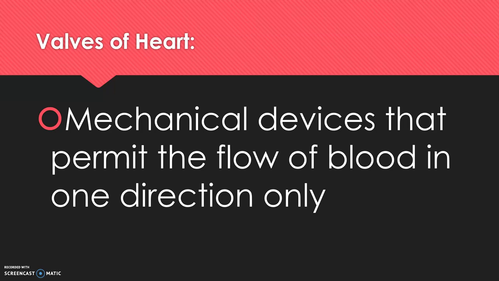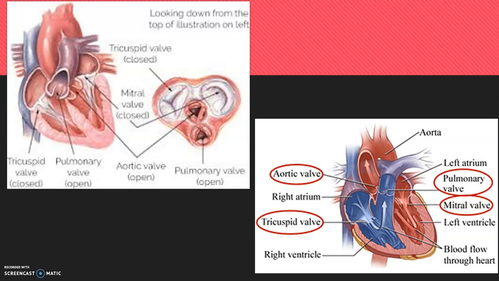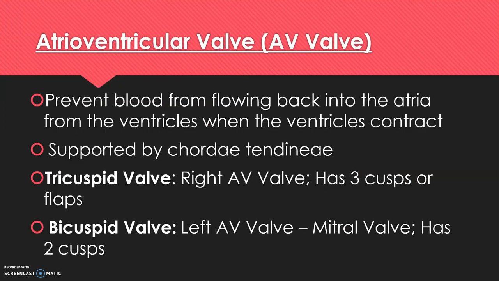Now, we are going to talk about the different valves of the heart. This is very important because we want to permit the flow of blood in only one direction. It's not a two-way flow. And we have two main types of valves. We have the atrioventricular valves, the AV valves, which are further divided into the tricuspid valve and the bicuspid valve. And then we have the semilunar valves, which are further divided into the pulmonary semilunar valve and aortic semilunar valve.